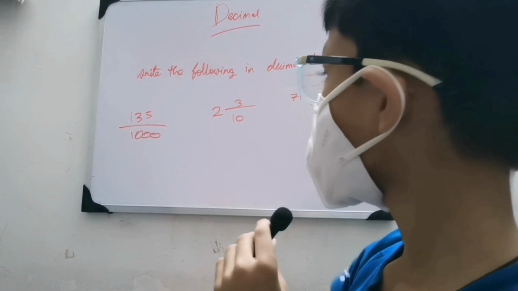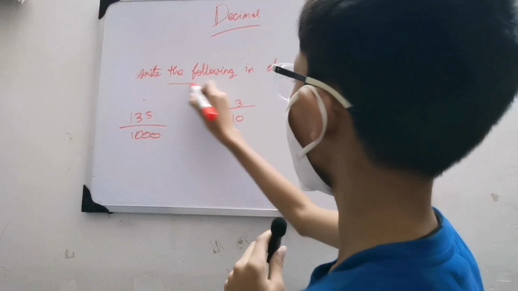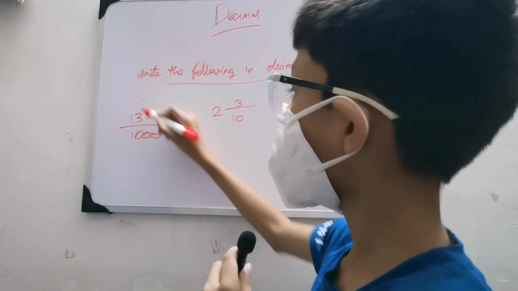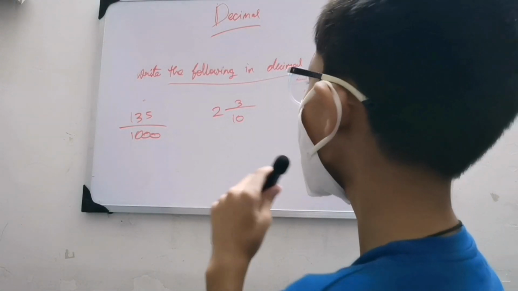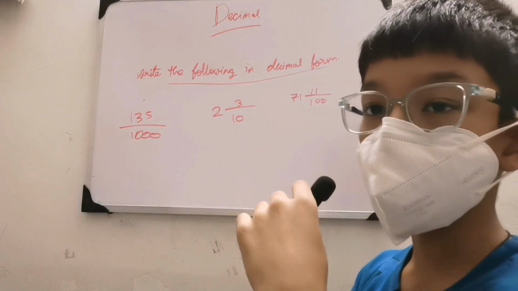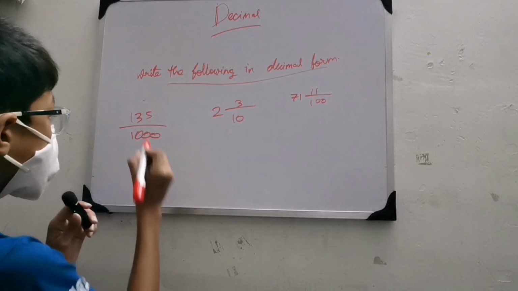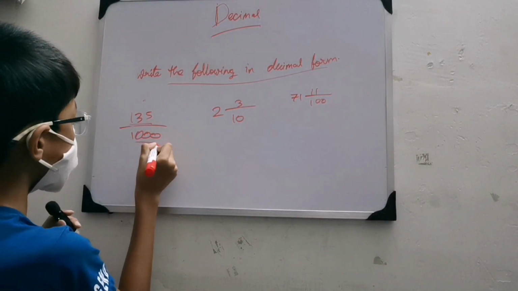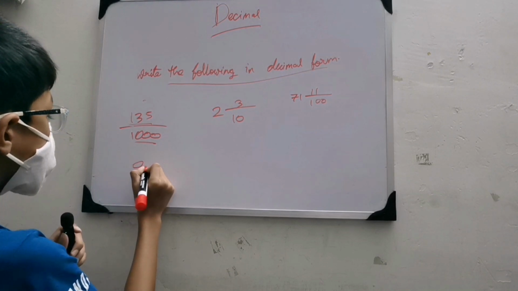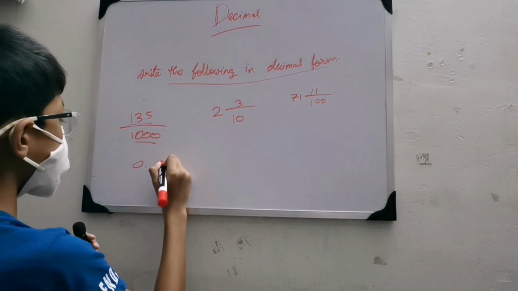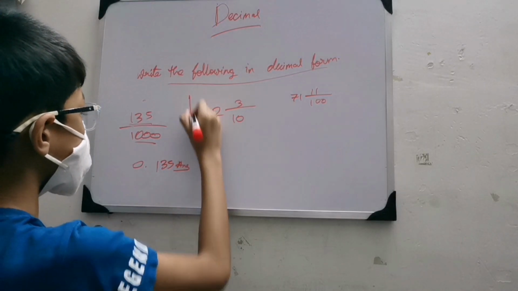Okay guys, now they will give you question like this. Write the following in decimal form: 135 by 1000, 2 3 by 10, 71 by 1000. So these are actually very easy. Like I said, 3 digits, 3 zeros. So 1 will become the decimal, 0.135. This is the answer of this.